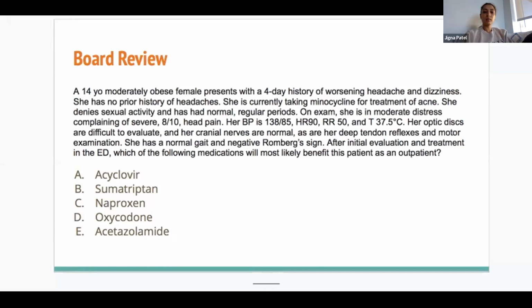Just keep in mind that an imaging study should be done to rule out any sort of intracranial tumor or bleeding, followed by an LP to assess for increased intracranial pressure. And this is most prudent, and it should be a part of your ED management.